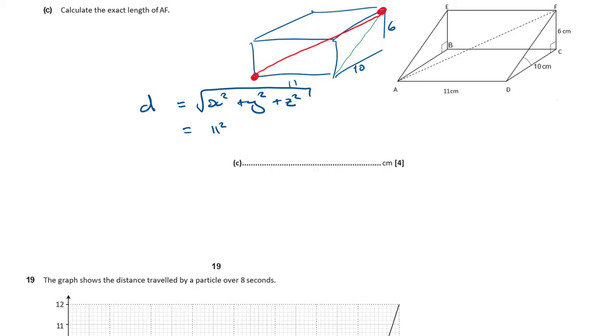Okay, so that is going to be 11 squared plus 10 squared plus 6 squared, all square rooted. 11 squared is 121, 10 squared is 100, 6 squared is 36. So adding those up, 121, 221, 251, 257. So it's root 257. Okay, and it's asked me for the exact length, so I'm just going to leave it as a surd.